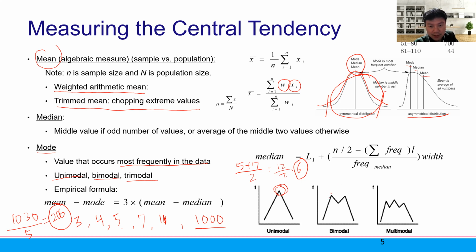But if there is more than one peak, it is bimodal, or it can be multimodal. Trimodal means you have 3 peaks. If you have 4 peaks, then you can say it's quadmodal, and so on. So it's multimodal. It depends on the number of peaks in your data.